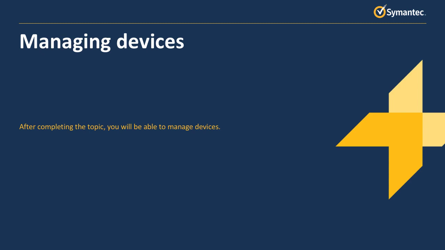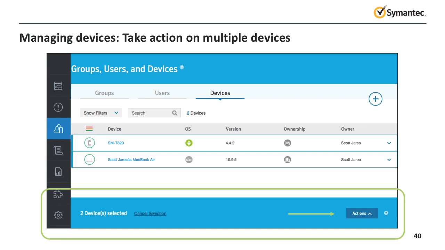This is the Managing Devices topic. After completing the topic, you will be able to manage devices. You can select multiple devices and perform actions with a single command. For example, if several devices are at risk, you can multi-select them and then initiate a scan on all of them at once. Common actions across device types are operating system dependent. An action may not be supported across all devices selected.